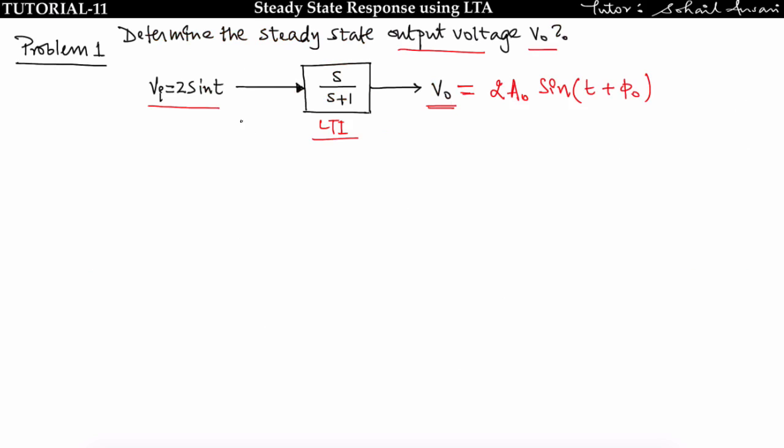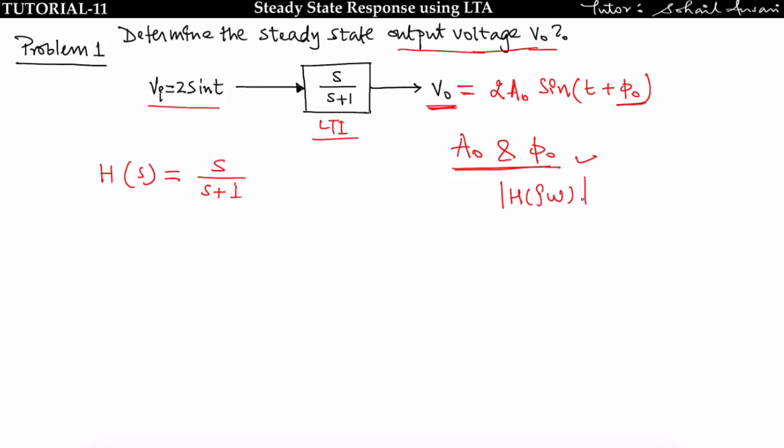In this system phi I is 0 and omega naught is equal to 1, hence the output of the system is given by 2 A naught sin(omega naught t + 0 + phi naught). Now we have to find A naught and phi naught in order to find the steady state output voltage V0. I already told you how to find A naught, since H(s) is given by s upon s plus 1. So we first have to find H(j omega), the mode of H(j omega) and the angle of H(j omega).